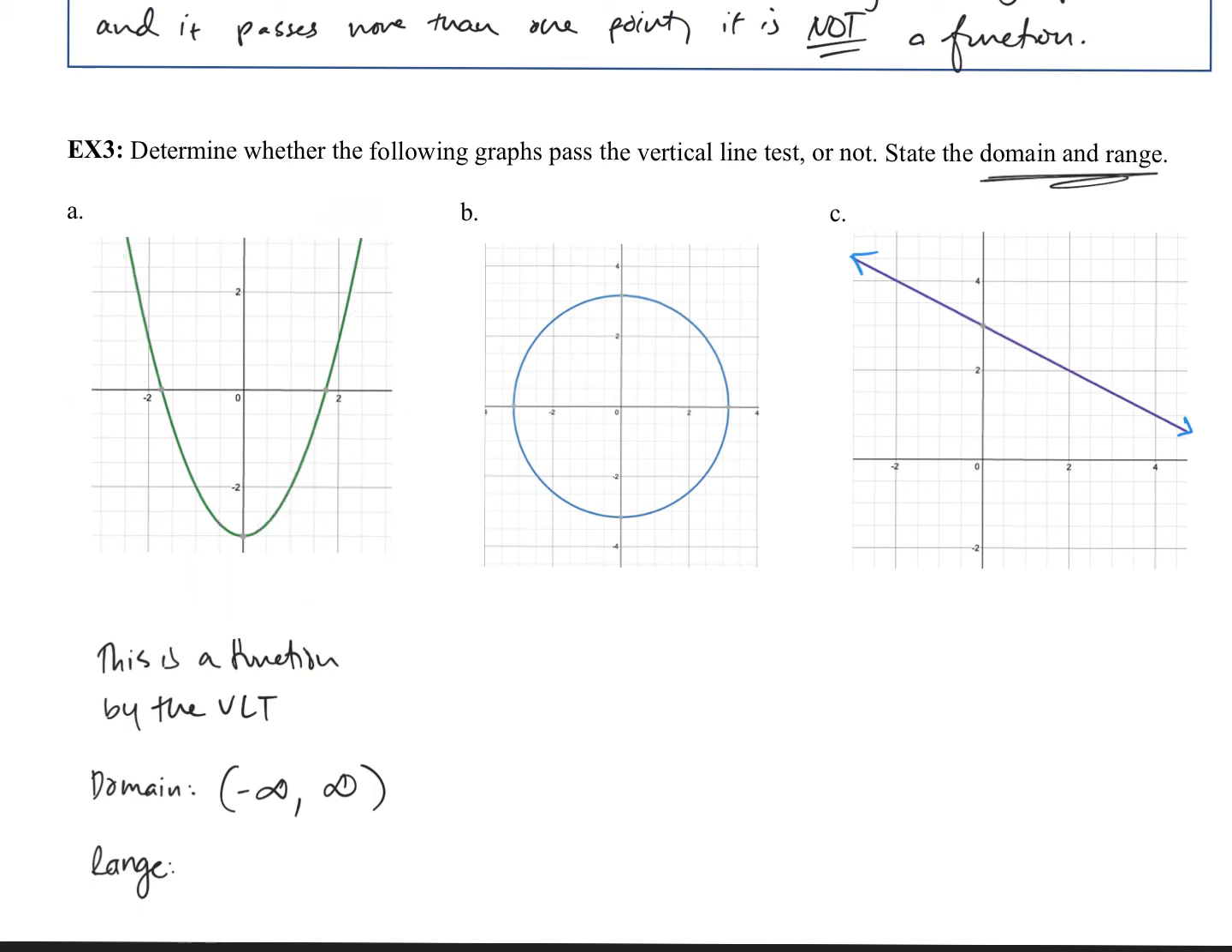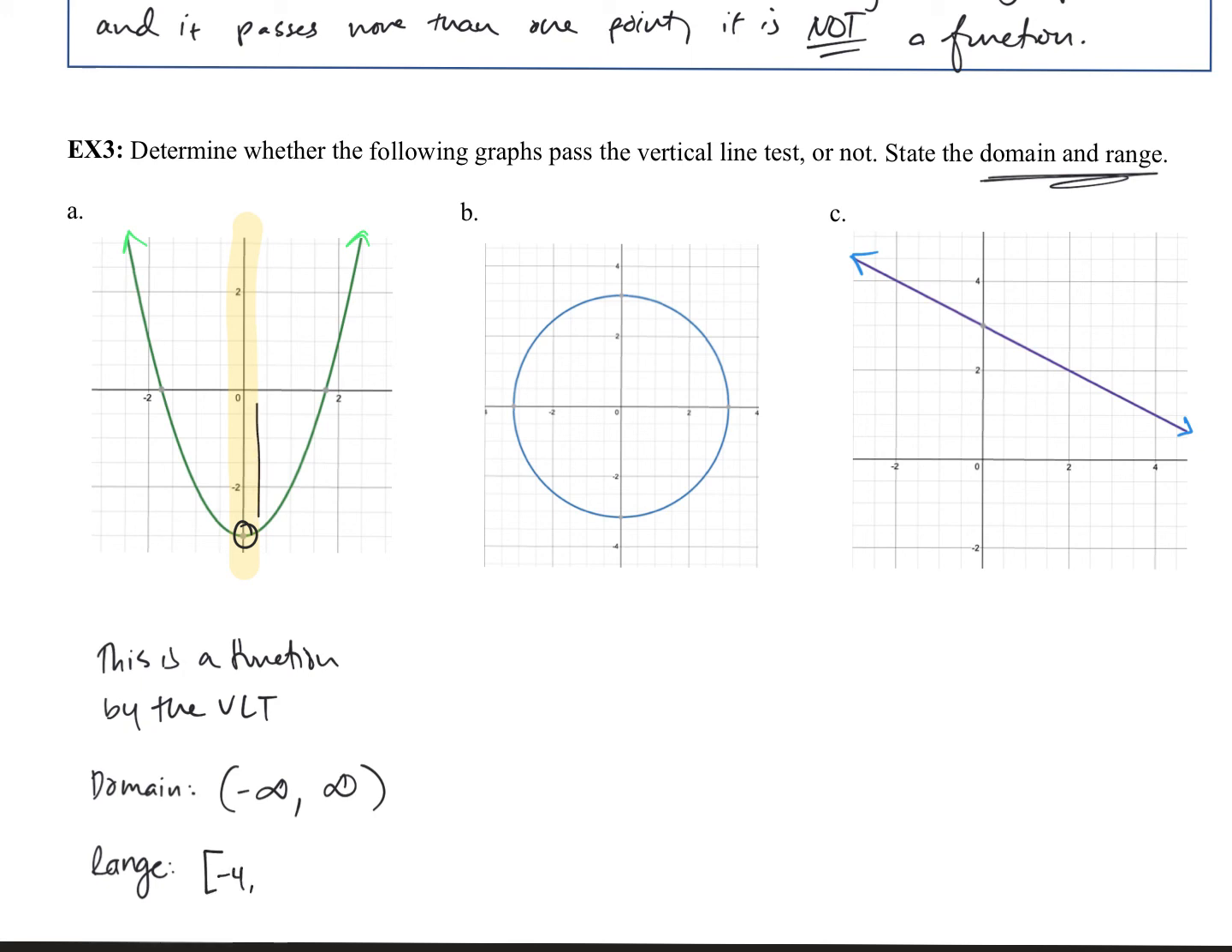So range is looking at the y values. So we're going to find the smallest y value we use, and then up to the largest y value we use. And let me go ahead and draw my arrowheads back in. Okay. So what is the smallest y value we use? Well, it's that value right there. So that would be negative, what, 4? Yeah. And we include it.